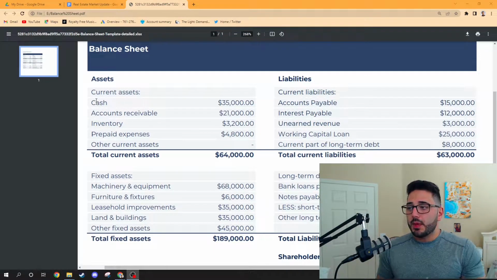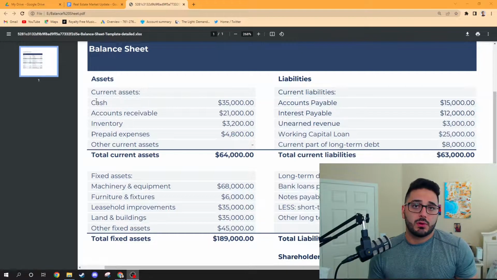Again, this can be subcategorized into specifics. For example, if you have $30,000 in the Wells Fargo checking account and $5,000 in the Wells Fargo savings account, though I don't recommend going to Wells Fargo for anything, so avoid Wells Fargo, this is how it can be categorized. And the next one is accounts receivable.